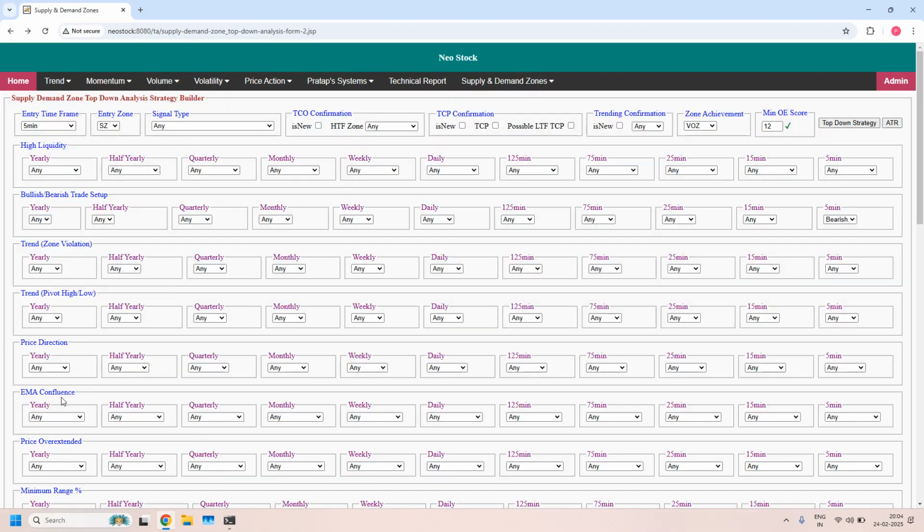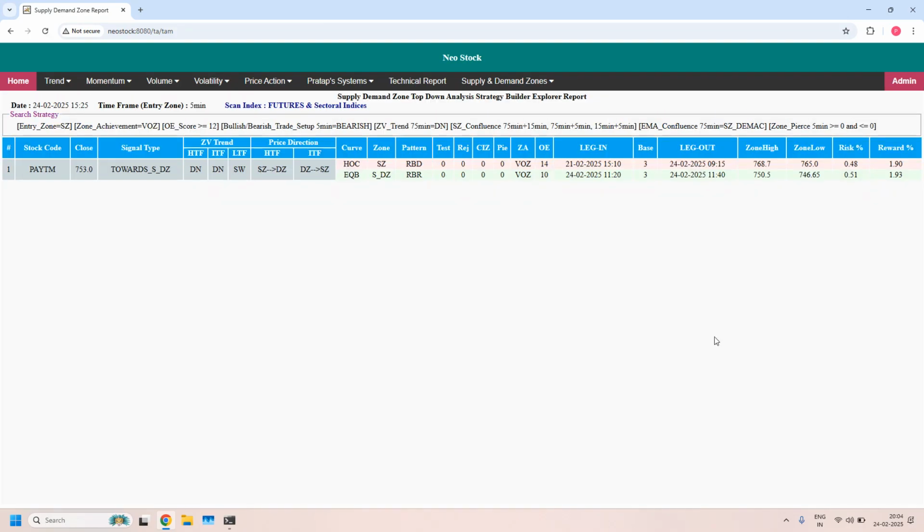Let's verify. In the EMA confluence at 75 minutes time frame, I am setting the filter 75 minute supply zone is having daily EMA confluence or not. With this filter, one more filter we have to set, because 2 stocks are sideways, we have to eliminate them. So in the trend at 75 minutes time frame, I am selecting only downtrend because it is a bearish trade setup. So with these filters, we got only 1 stock. So probably this stock might have a higher probability of success. So this is a bearish trade setup for hourly income trade.